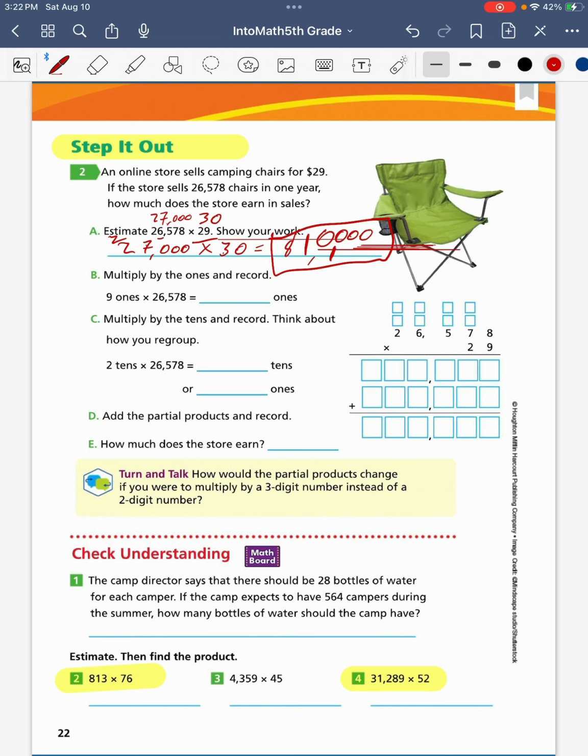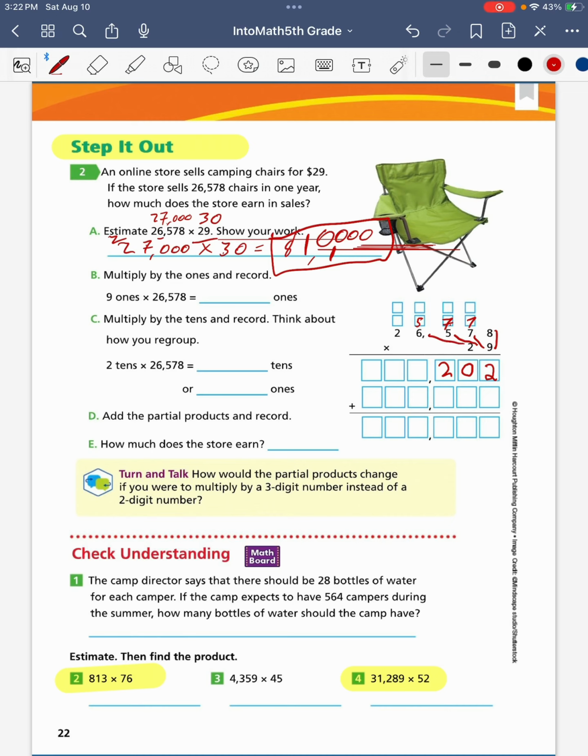Now I start by multiplying my ones, starting with 9 times 8. 9 times 8 gives me 72. So I put my 2 in my ones place and carry my 7 over here. Next, I do 9 times 7, and 9 times 7 is 63 plus 7 for a total of 70. Carry my 0 into my tens and regroup the 700s into the hundreds place. 9 times 5 is 45 plus 7 gives me 52. Place my 2 down in my hundreds and carry my 5 over to my thousands place.